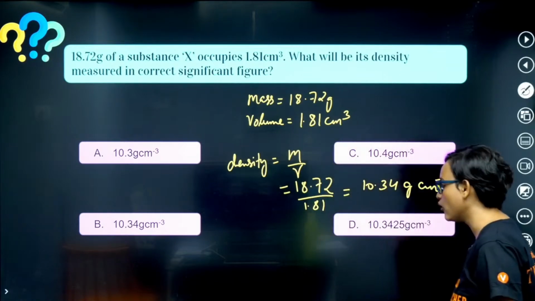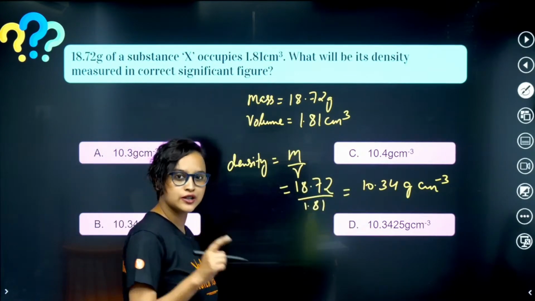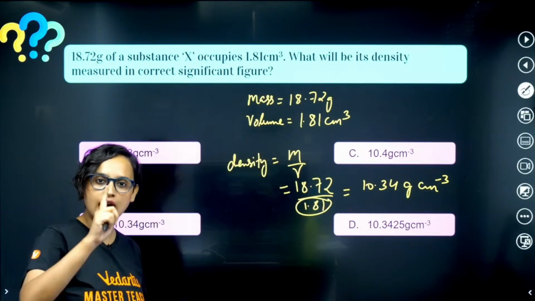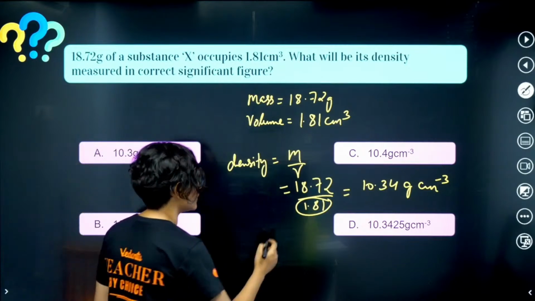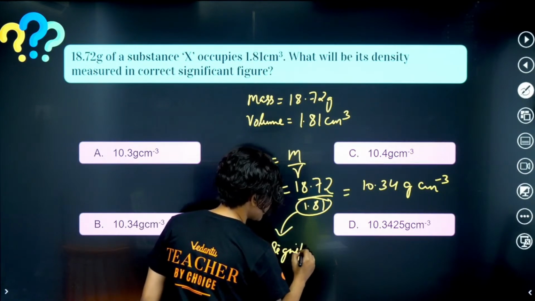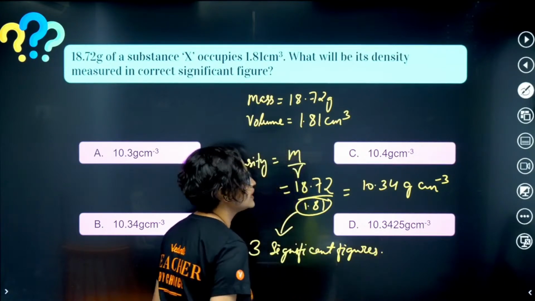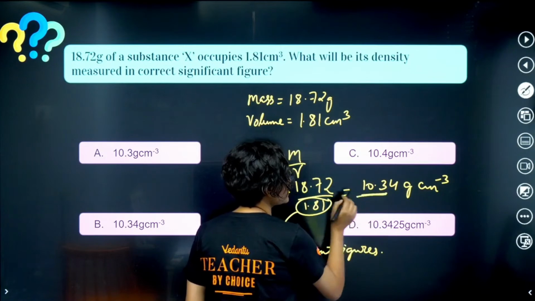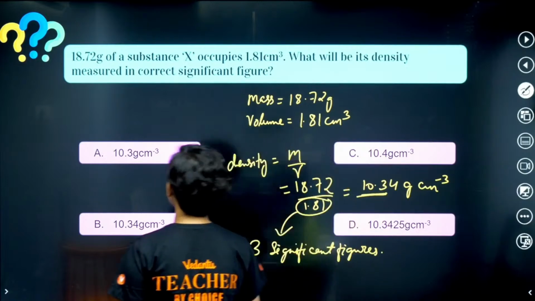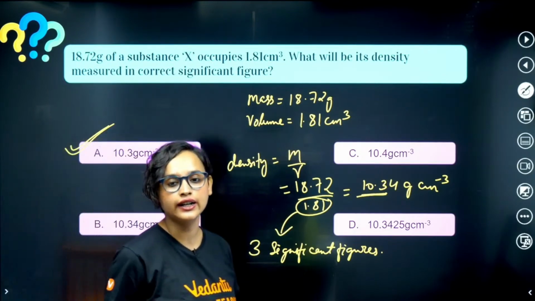Now, you might be thinking that option B is the correct answer because this is what you got. But guess what? Here, be very careful. Now look at this. The volume only has 3 significant figures, right? 1, 8 and 1. Because volume has only 3 significant figures, we will only consider till 3 significant figures. And that, my dear students, will make us write option A, 10.3, as the correct answer.